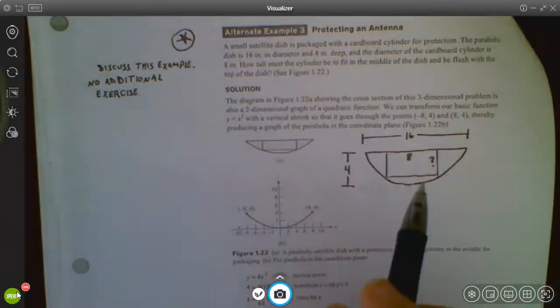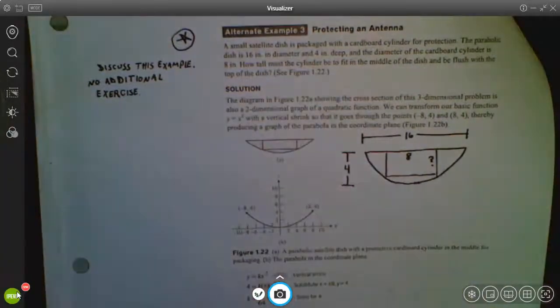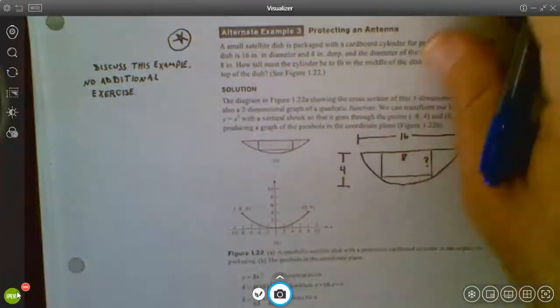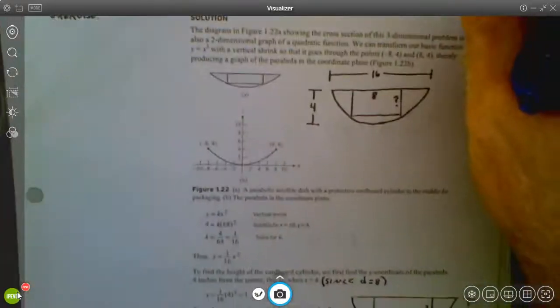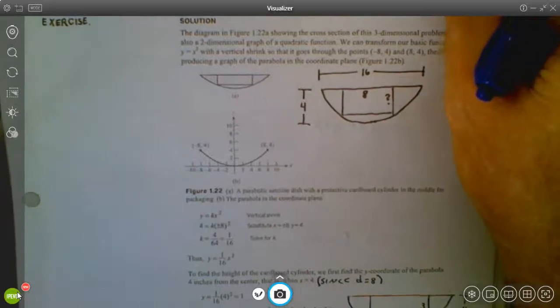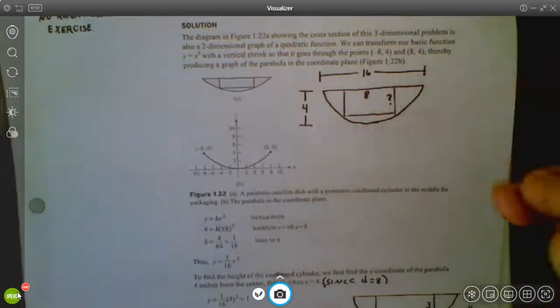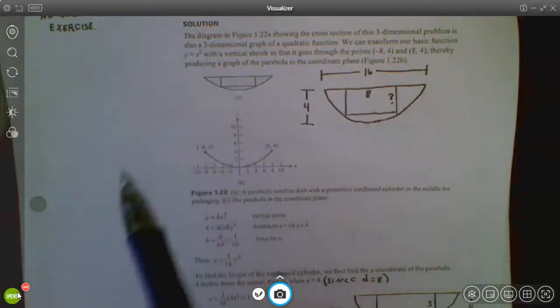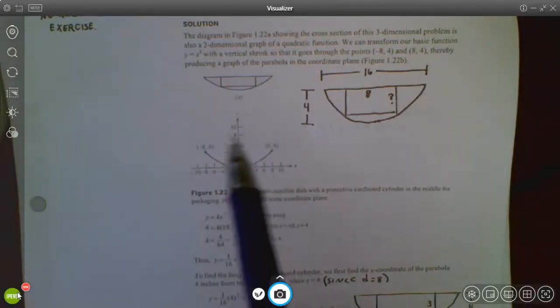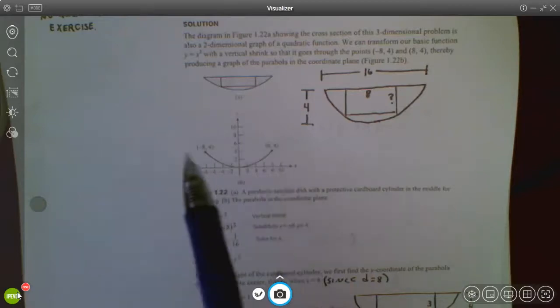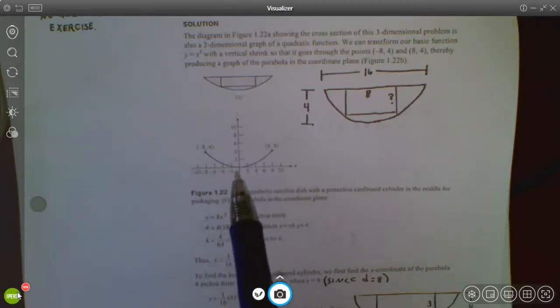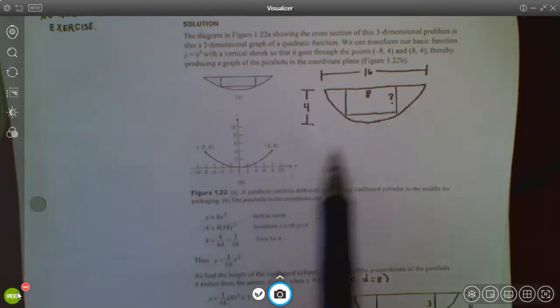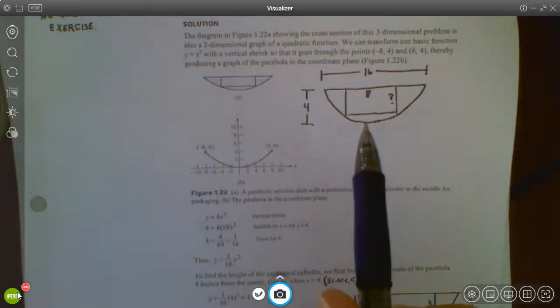I drew this picture because I felt like their description was a little unclear. It took me a minute to figure out how to draw even what they were describing. But what they did, to be able to use a formula or an equation for it, was take this parabola and fit it into a coordinate grid, right? That's what you're seeing right here. They made the vertex at 0, 0, right? So think of this as 0, 0.